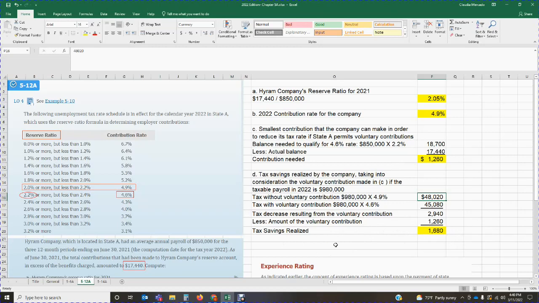If the state that you are in allows for those extra contributions, maybe this is an analysis that you would want to perform to be able to say, okay, what would happen if we contribute X percentage based on our reserve ratio? What impact would that have on our contribution rate, and what tax savings will we, the organization, realize based on that additional contribution into our reserve account? So these are the 4 requirements that we have for this specific problem.